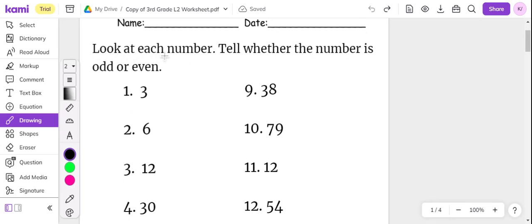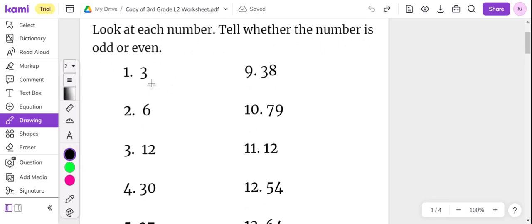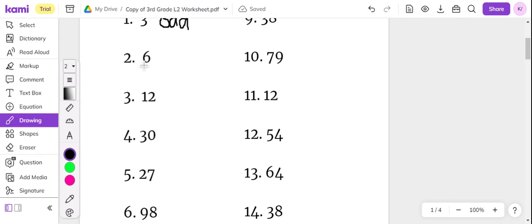So the directions say look at each number, tell whether the number is odd or even. So number 1, 3 is an odd number, so odd. And then number 2, 6. We just look at this and we should know it is even.